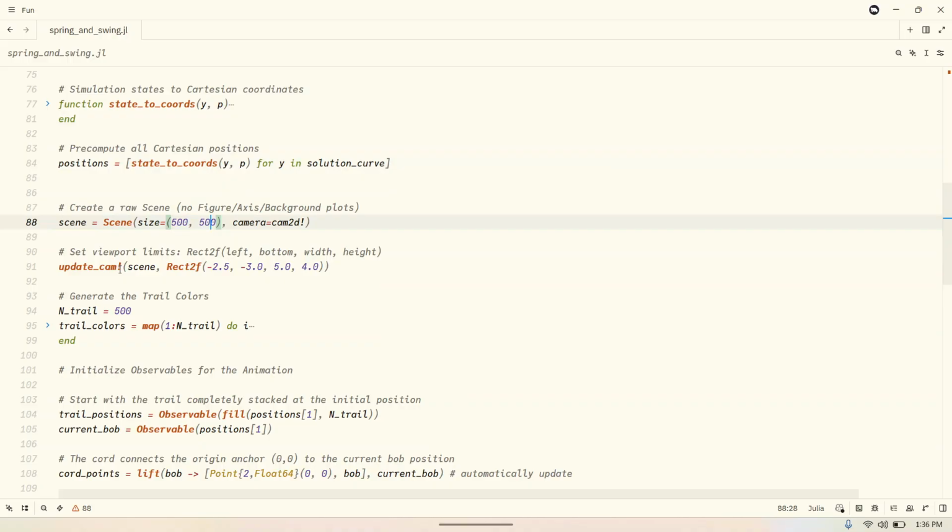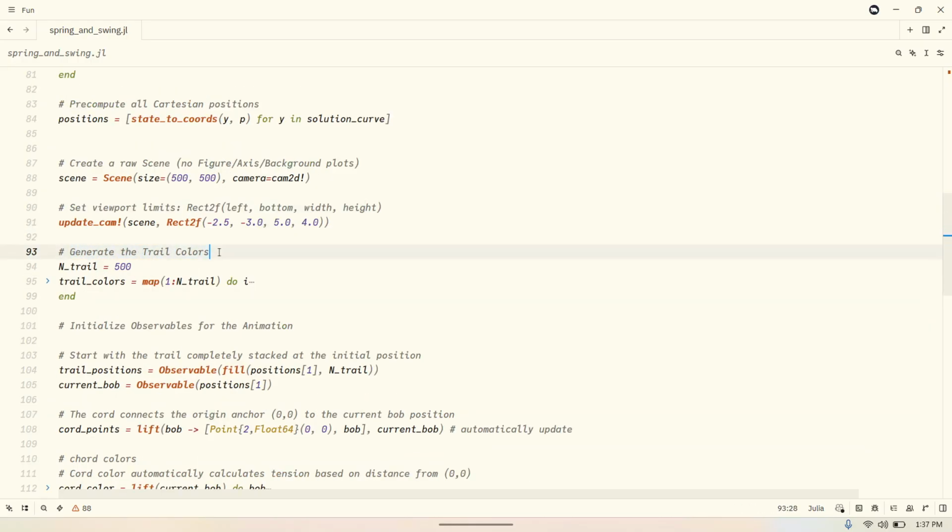I like scenes better because there's no background, and I just like no background. And then you update the camera. I don't want to get into the specifics of why I want to update this camera, and I could have also just moved all the points and so on, but I just don't want to do it.